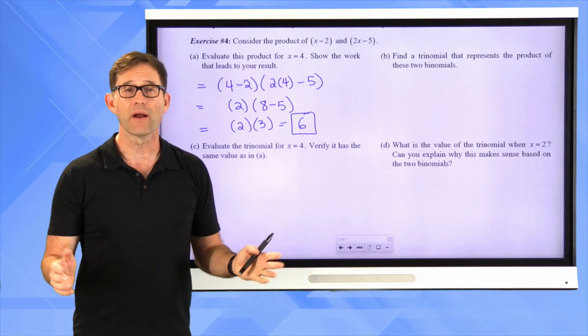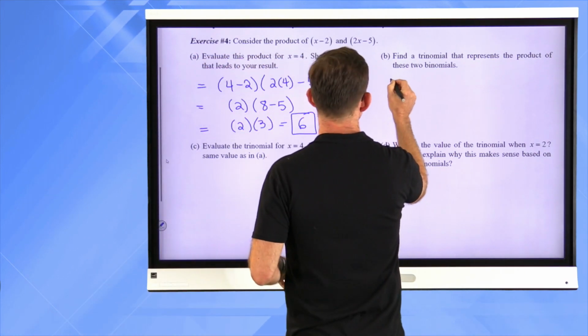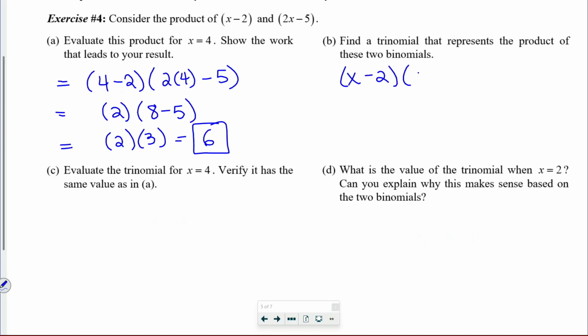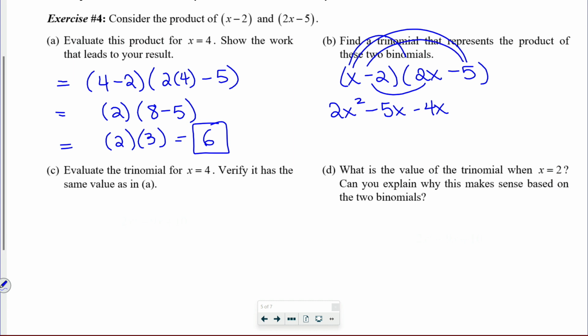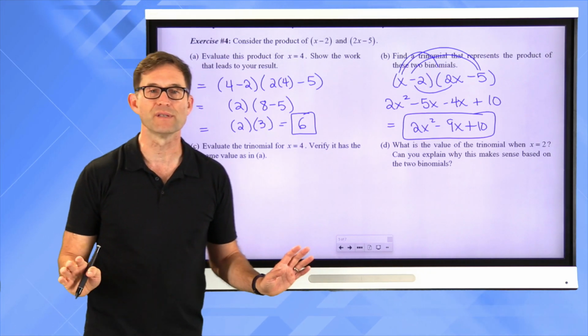All right, you could use an area model, you could use double distribution, you could use foiling. Whatever floats your boat, as we say. So I'm going to do x minus 2 times 2x minus 5. I'm going to stick with foiling. I have x times 2x, which is 2x squared. I'm going to have x times negative 5, that's negative 5x. I'm going to have negative 2 times positive 2x, that's negative 4x. And I'm going to have negative 2 times negative 5, be careful there, that's positive 10. So all of this is going to be 2x squared minus 9x plus 10. All right, simple enough, should be easy.